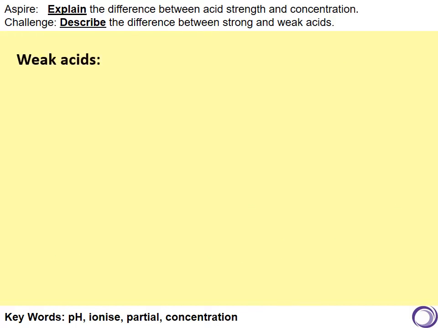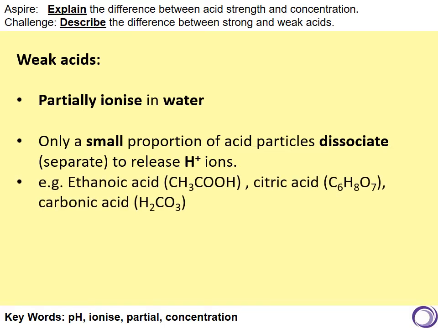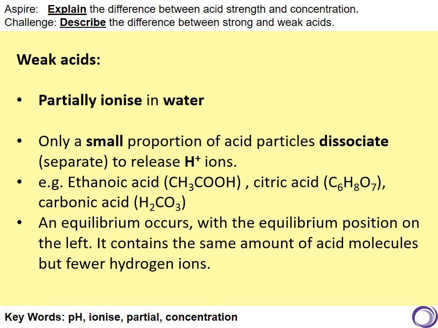If we now look at weak acids then, weak acids only partially ionize in water. That means that only a small proportion of acid particles will dissociate, that means separate, to release hydrogen ions. Examples of weak acids that you are expected to know are ethanoic acid, otherwise known as vinegar, citric acid, which is found in citrus fruits, and carbonic acid, which is formed when carbon dioxide dissolves in water. In these reactions, an equilibrium reaction occurs, with the equilibrium reaction displaced towards the left. That means it contains the same amount of acid molecules, but it will have fewer hydrogen ions released.